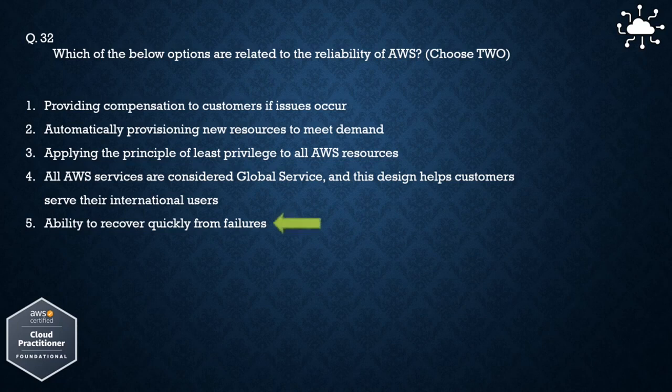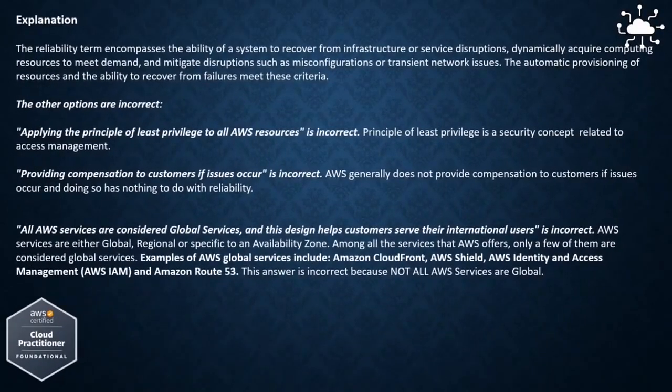The correct answers are automatically provisioning new resources to meet demand, and the ability to recover quickly from failures. Explanation. The reliability term encompasses the ability of a system to recover from infrastructure or service disruptions, dynamically acquire computing resources to meet demand, and mitigate disruptions such as misconfigurations or transient network issues. The automatic provisioning of resources and the ability to recover from failures meet these criteria. The other options are incorrect. Applying the principle of least privilege to all AWS resources is incorrect.